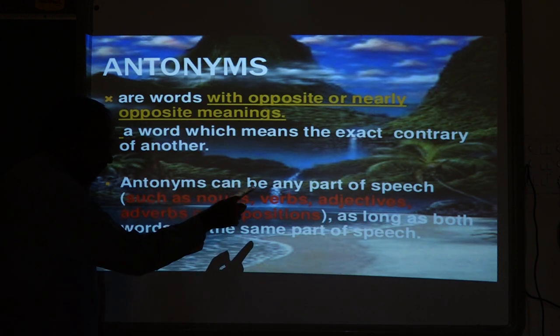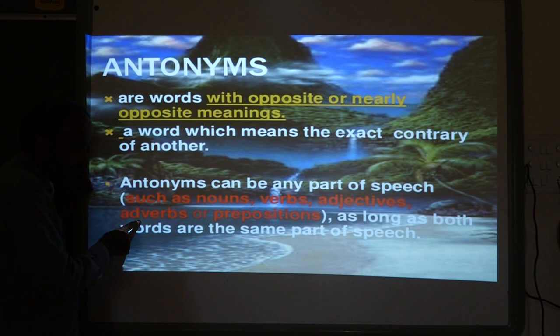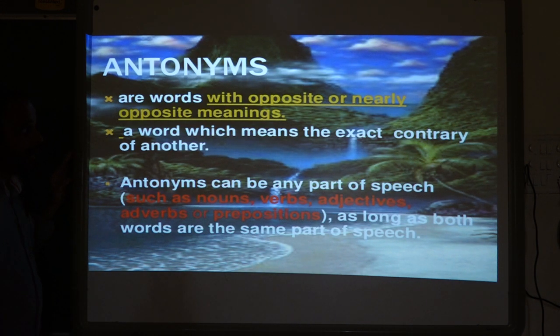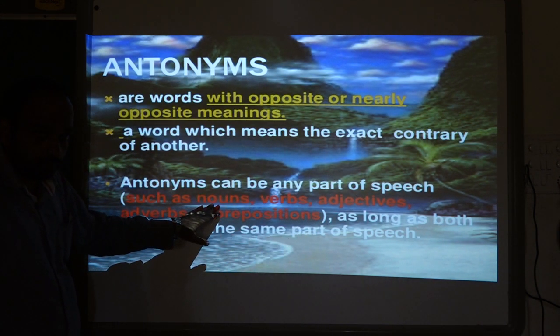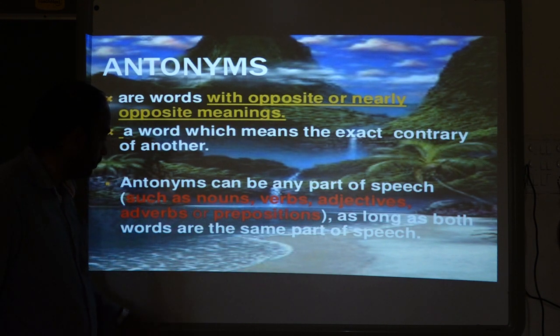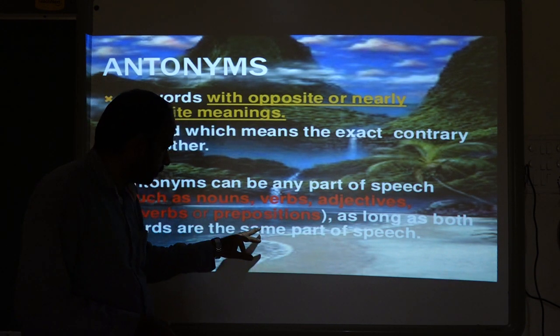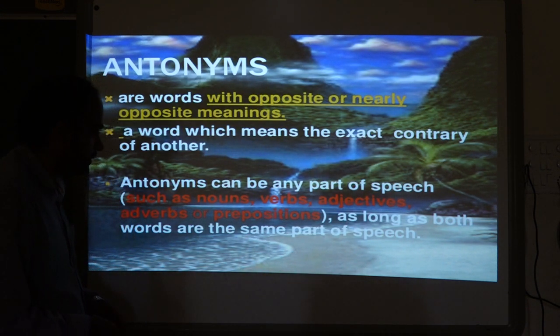Antonyms can be any part of speech, such as noun, verb, adjective, adverb, or preposition, as long as both words are the same part of speech. Antonyms are words with completely opposite meanings. Now there will be a question: sir, how is it possible for a preposition to have an antonym? We'll see at the end of this video, where there is one exercise. Fine.